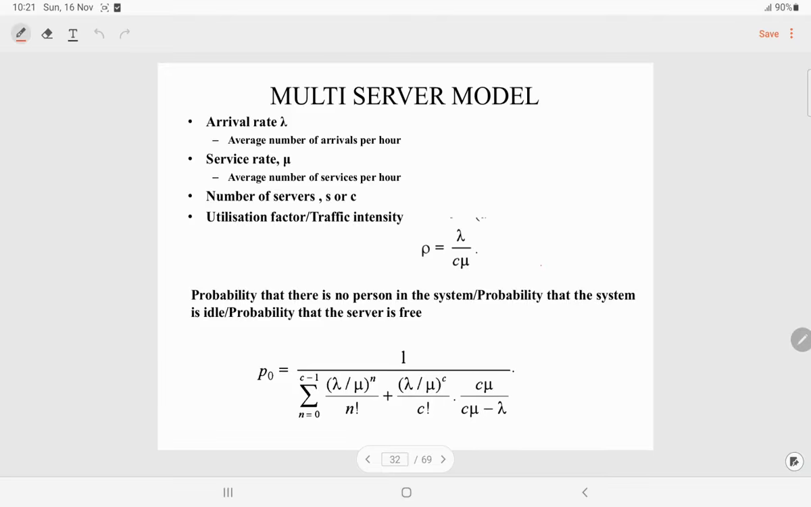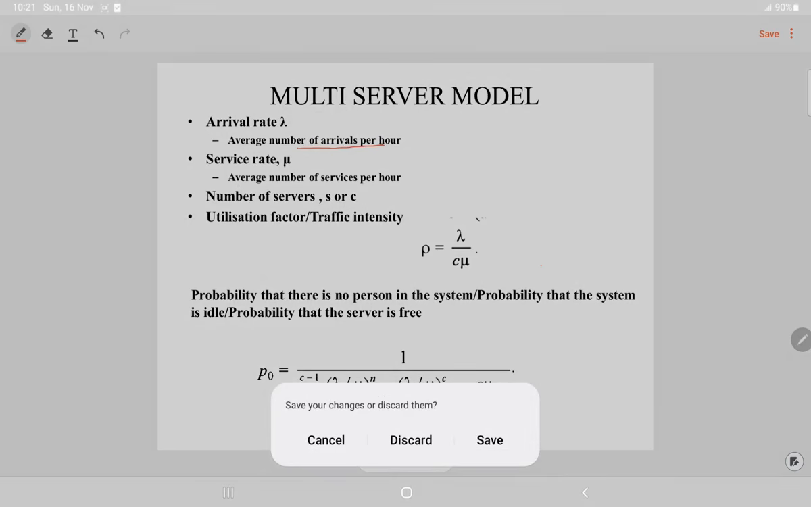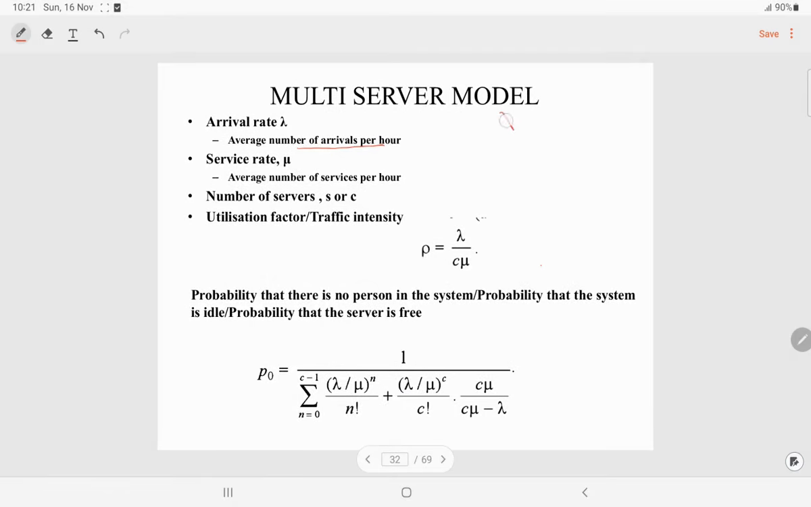In the multi-server model, first of all we need to find out the arrival rate, which is the same as that of a single server model itself: the average number of arrivals per hour. Service rate is given by mu. So arrival rate is equal to lambda, service rate is equal to mu, and the number of servers is represented by either S or C. The utilization factor is given by the equation rho is equal to lambda by C into mu. If this value is less than 1, we can say that the system is stable.